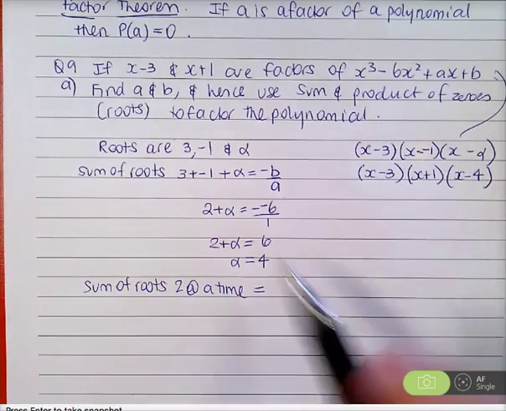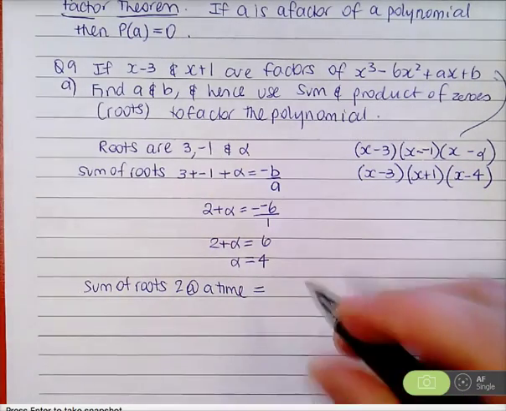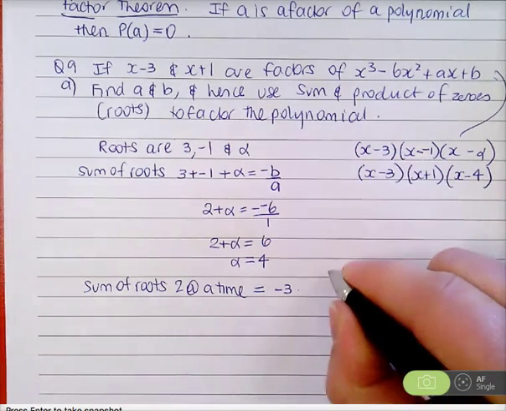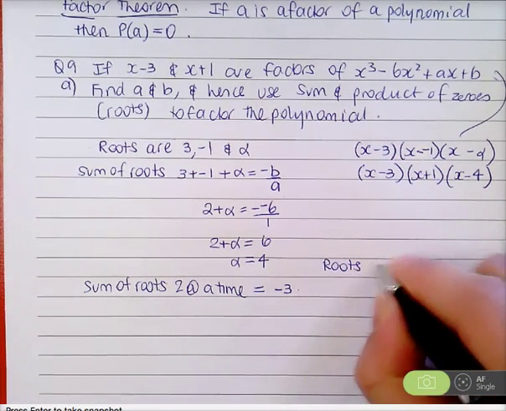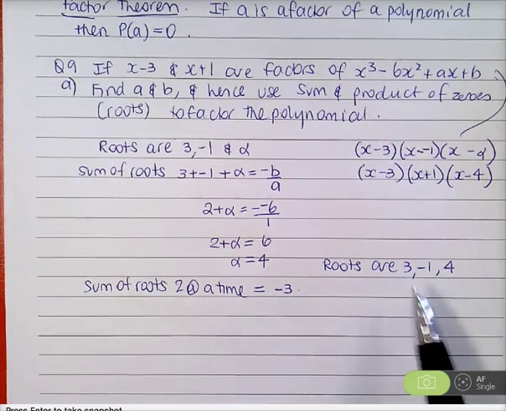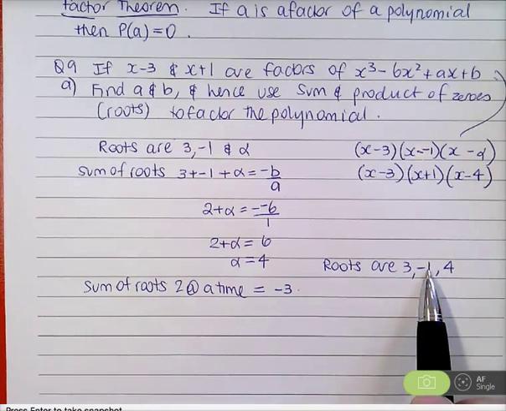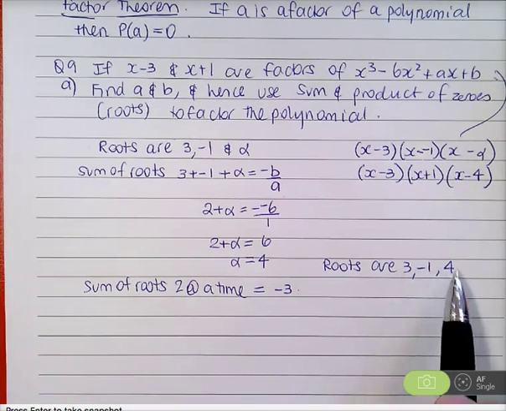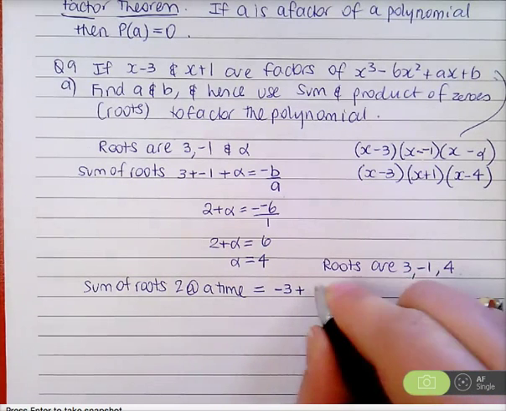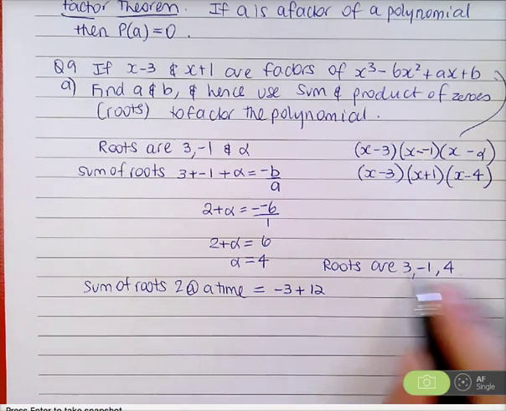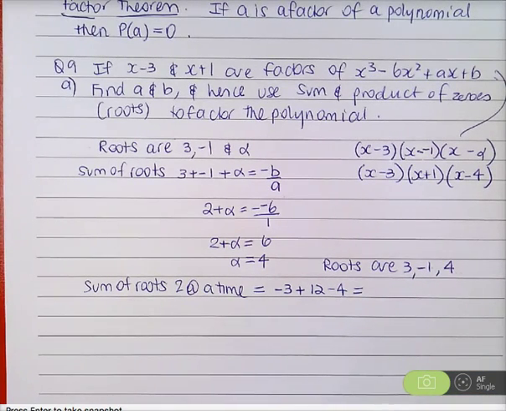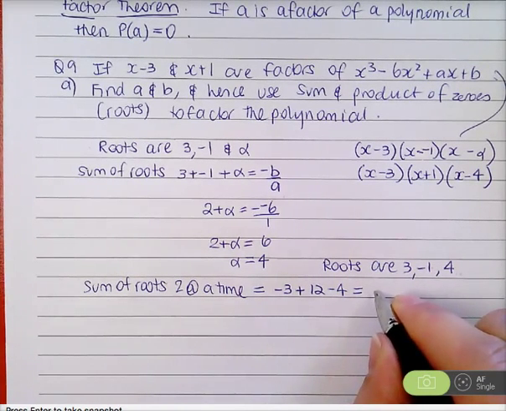Well, we know what our roots are now. Isn't alpha 4? So what are our roots? So the roots are 3, -1, and 4. So let's do sum of roots 2 at a time. 3 times -1, plus 3 times 4, plus -1 times 4, minus 4. Equals C on A.